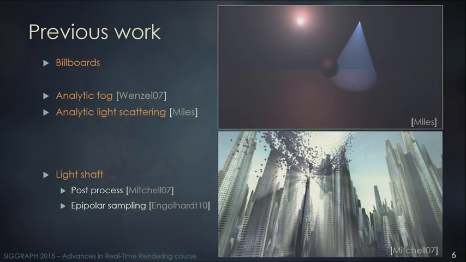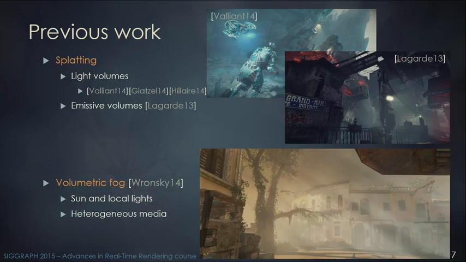So there are a lot of techniques that allow us to do that. You can use billboards, there's analytic fog, analytic light scattering. You can use screen space light shaft with post-process, or if you want a bit higher quality, you can use epipolar sampling. More recently, there's been splatting methods being used a lot, so you can splat your light volume, for example, or just some simple spheres to give color to your scene, some volumes. But these techniques are often very limited because, first, they are not physically based, and also you don't have the varying density you would expect for some large-scale fog, for example. You will want varying density heterogeneous participating media.